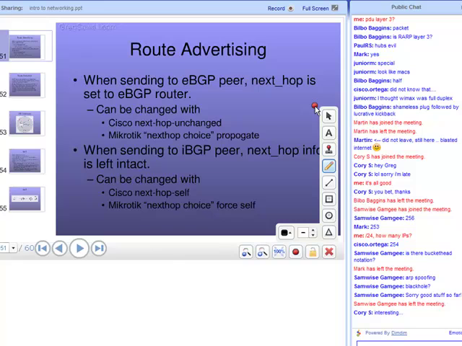When it advertises out, EBGP is going to tell everybody else that it's the next hop for that route. You can change that in Cisco or Mikrotik right there. And internal, it's going to keep that next hop intact.